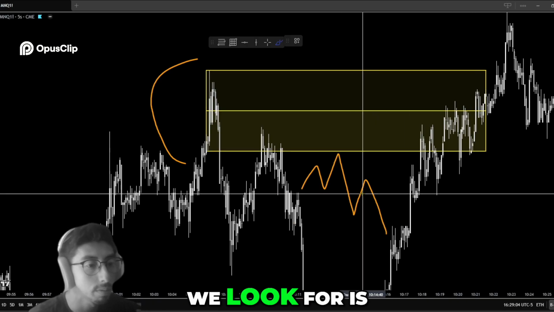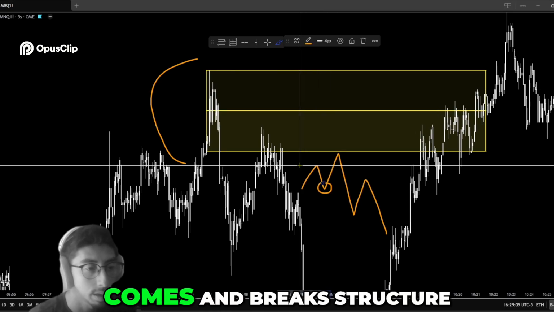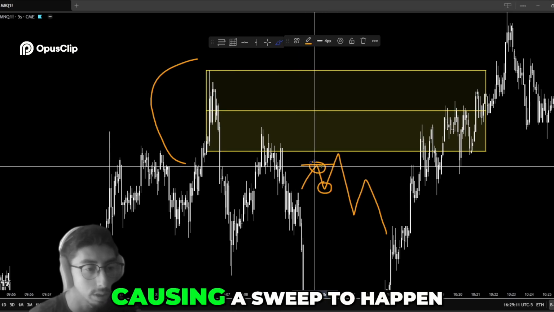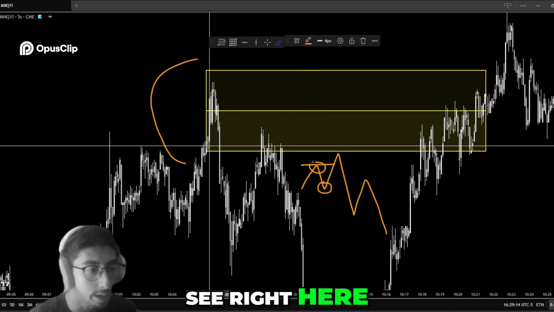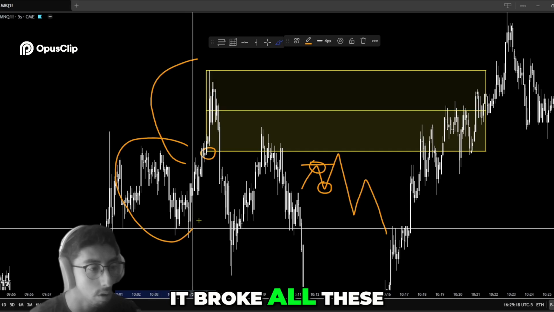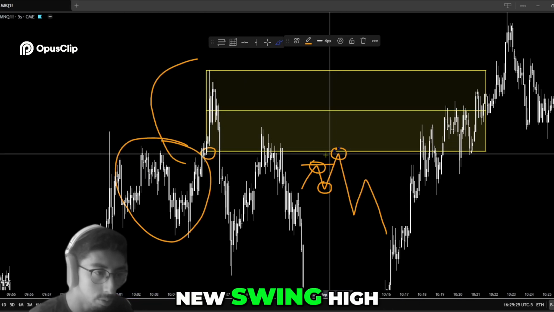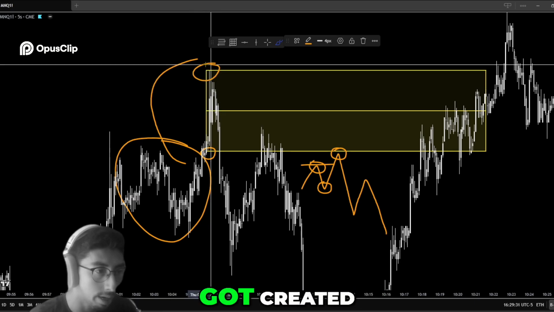So the first thing we look for is a sweep to happen. So the swing low comes and breaks structure, causing a sweep to happen. See right here, a swing low came up, broke structure, it broke all these swing highs right here. Then it creates a new swing high. As you can see right here, a new swing high got created.